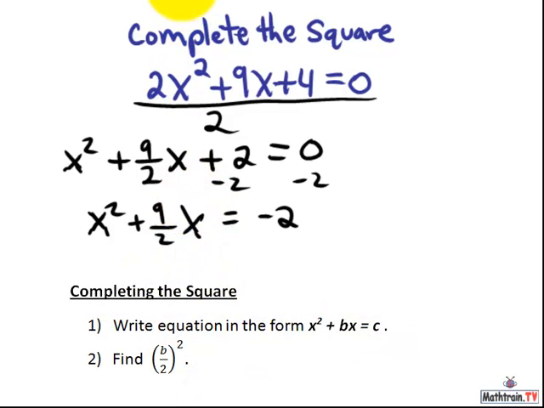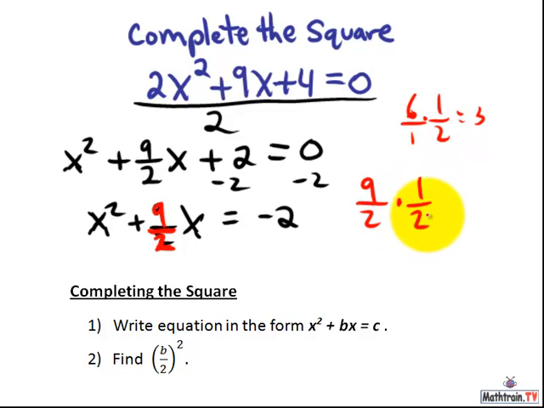So we take this 9 halves here, the b, and we cut it in half and then square it. Now, if you had the number 6 and you wanted to cut it in half, you know the answer is 3, right? One way of thinking of that is you're taking 6 and multiplying it by a half, because 6 divided by 2 gets you to 3. So if you want to take half of 9 halves, you're going to multiply it by 1 half. So that equals 9 fourths.